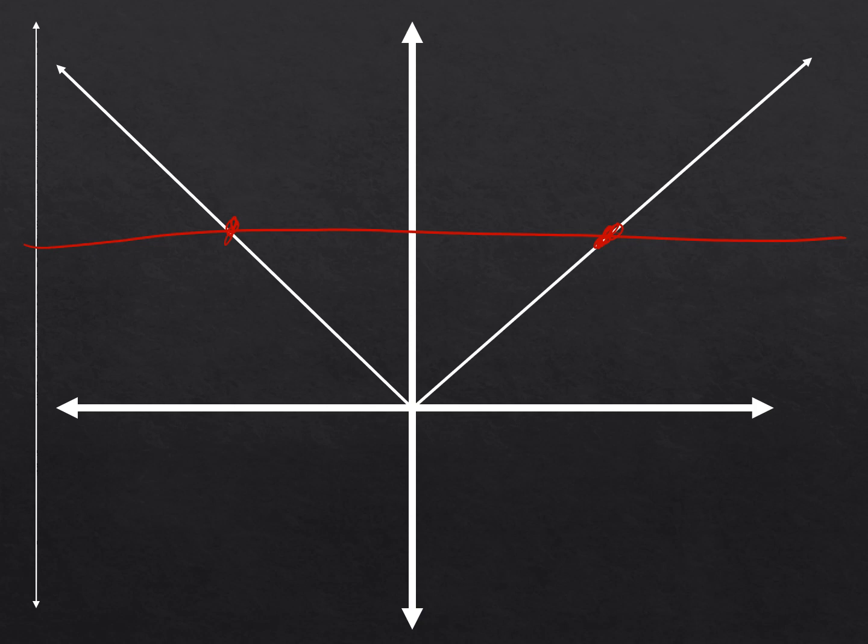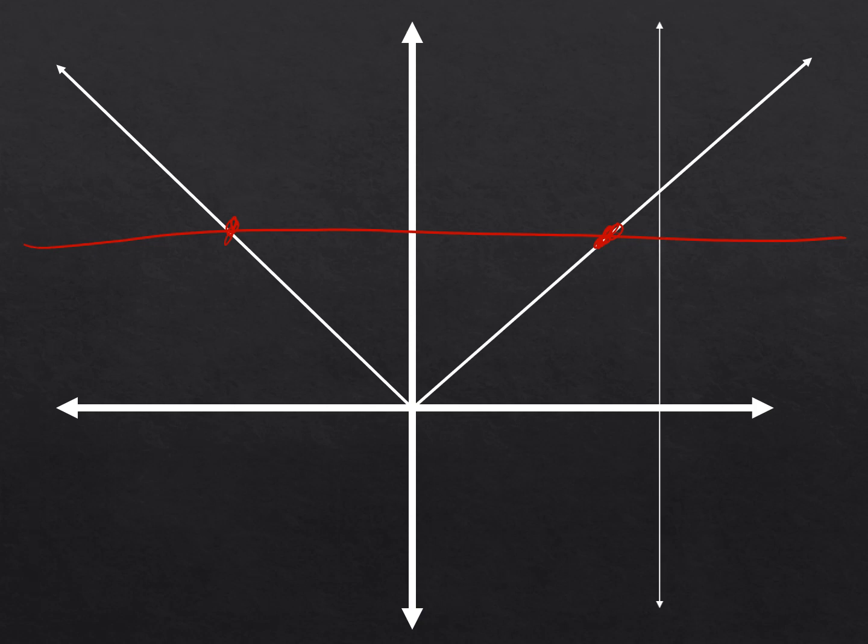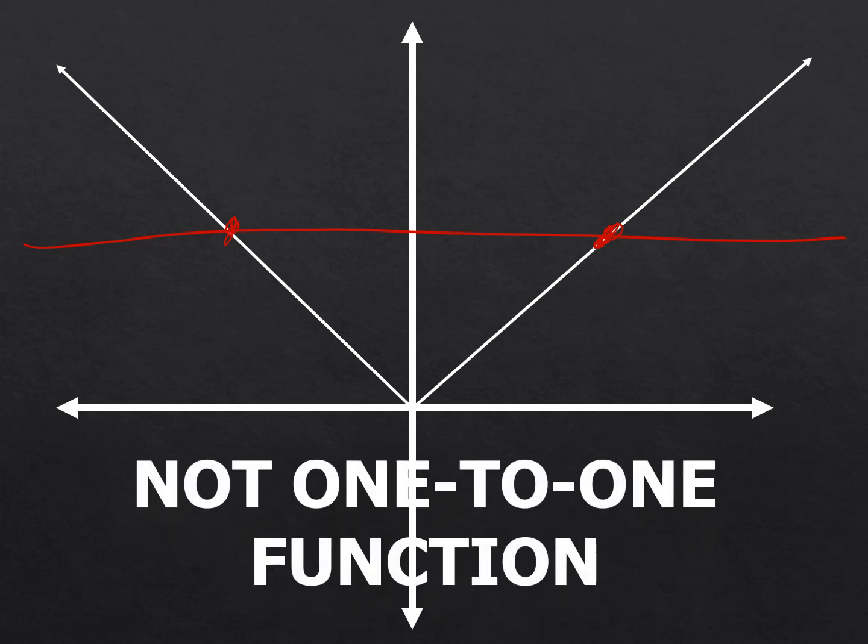Let's try the vertical line test. As you can see, habang gumagalaw yung line, walang nauulit na value ng x. Since y values are not unique, it implies that this graph is not a one-to-one function. Let's try another example.